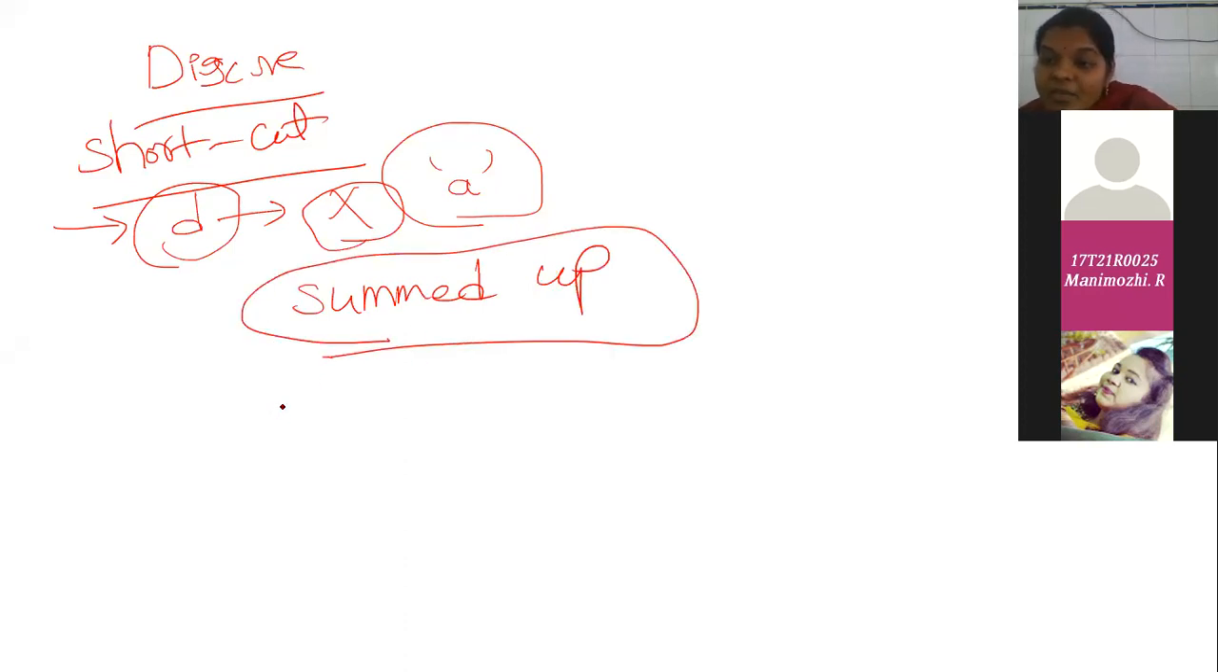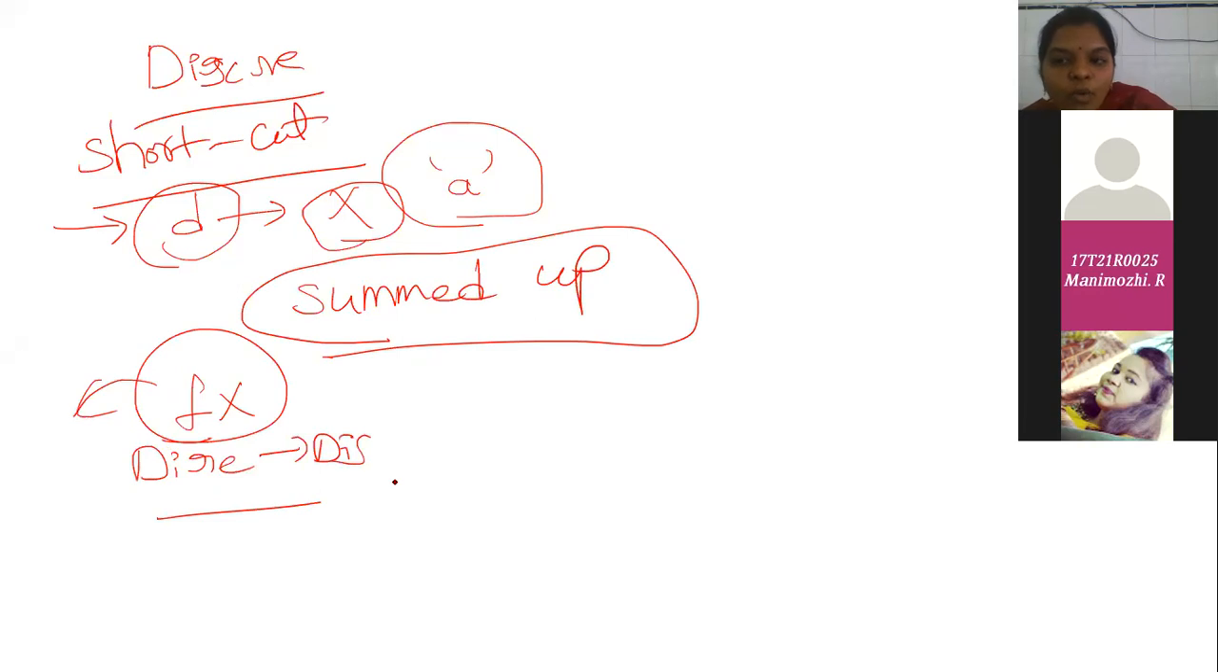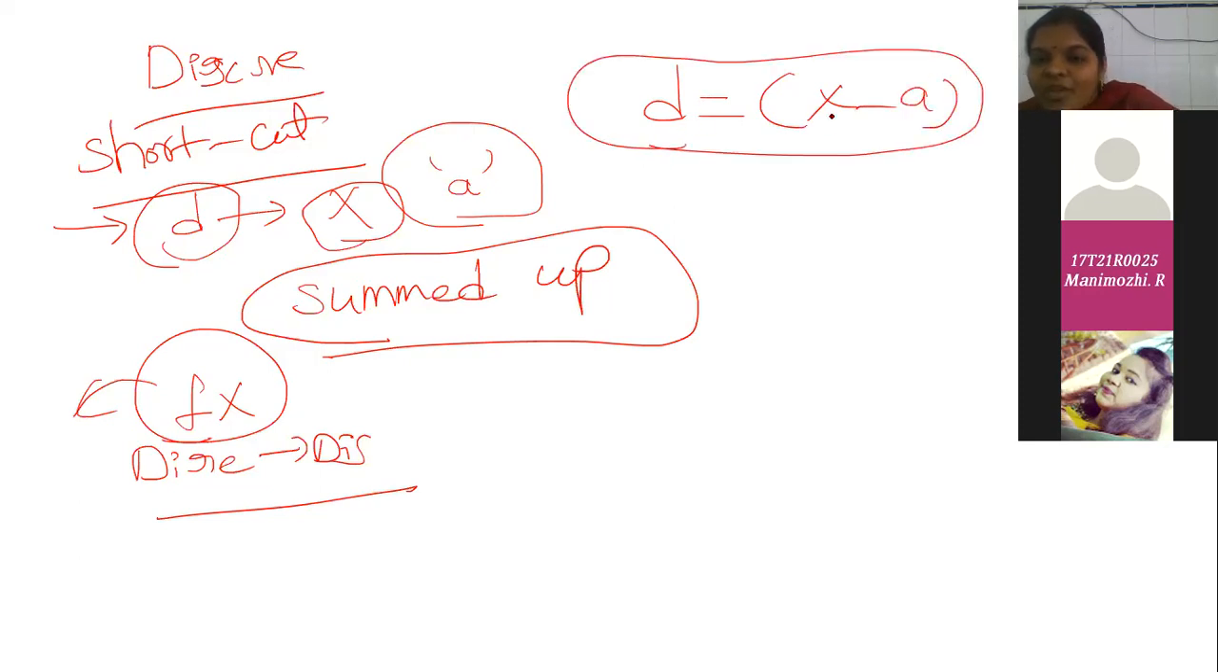Previously, in the direct method in the discrete series, we took the multiplication of frequencies and variables. Now, what are we going to take here? We are going to take the deviations. How will the deviations be obtained? Recollect what I told you yesterday. The formula for getting the deviations of variables is x minus a.